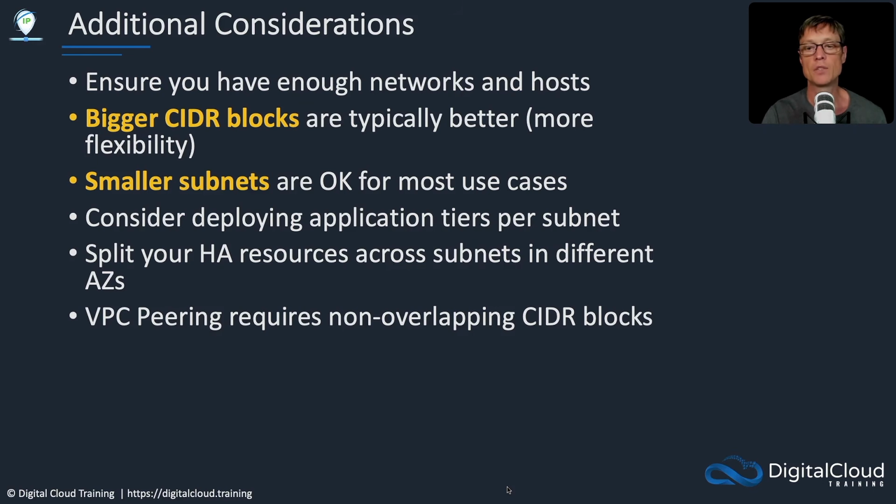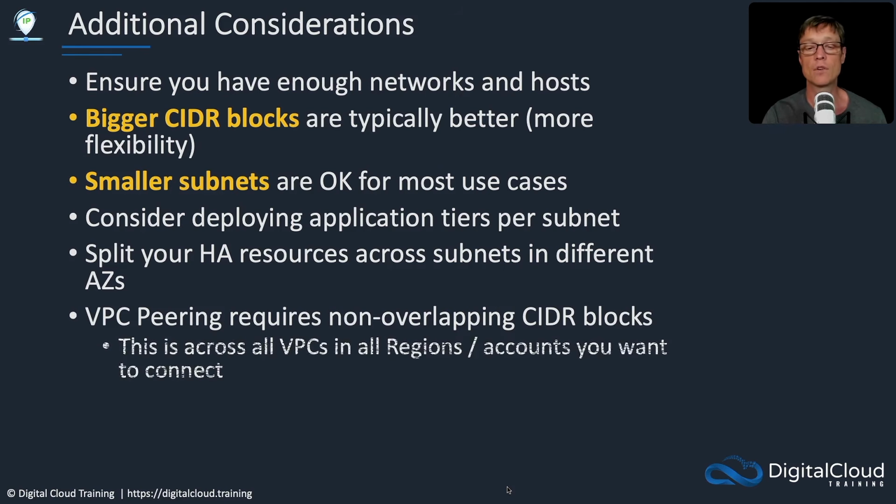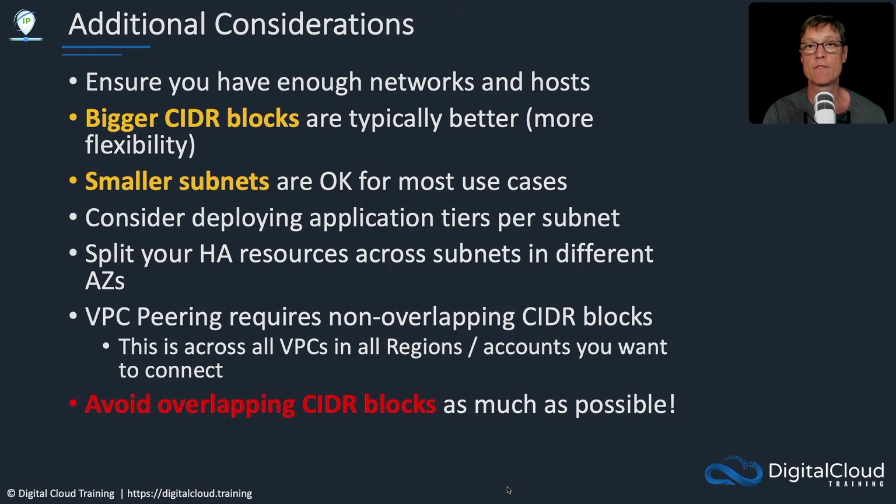Now, it's really essential that you don't have overlapping CIDR blocks. So in other words, you can't have the same CIDR block in 2 VPCs and connect them with VPC peering. So even if you're not doing peering now, just remember this because you might need to do it in the future. You want to make sure your CIDR blocks don't overlap. And this is across all VPCs in all regions and all accounts. So make sure you get it correct. So in general, just avoid overlapping CIDR blocks as much as possible. Make sure you consider this when you're designing your IP address ranges.